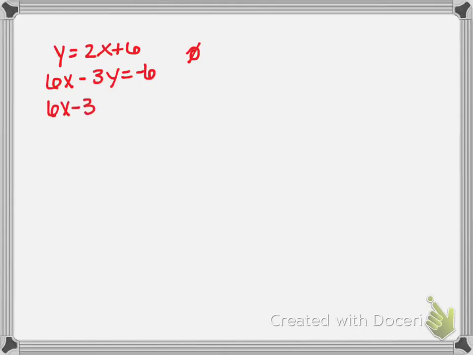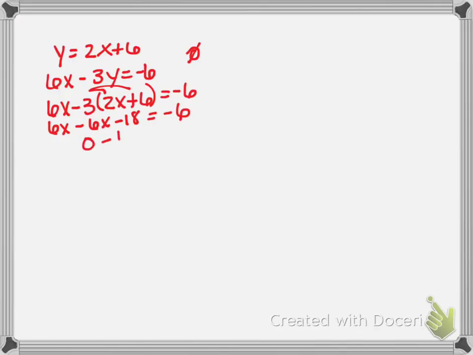So we're going to substitute the 2x in beside the negative 3. We're going to distribute that negative 3, and that's going to give us negative 6x minus 18. And then you're going to see here that the negative 6x and the 6x cancel, and so I get negative 18 equals negative 6. That is not a true statement. So remember, only if everything were to cancel and get 0 equals 0 would that be infinite.